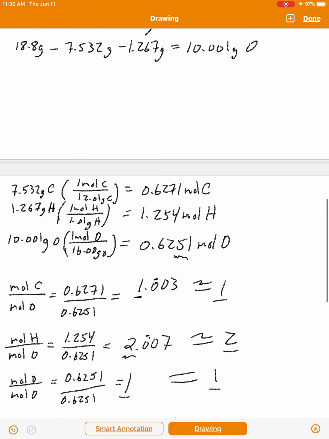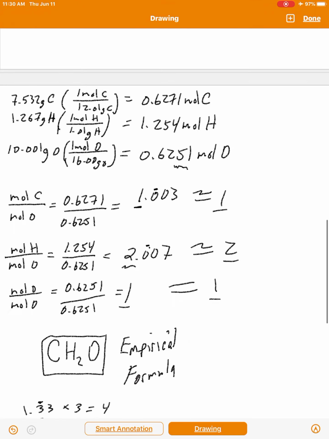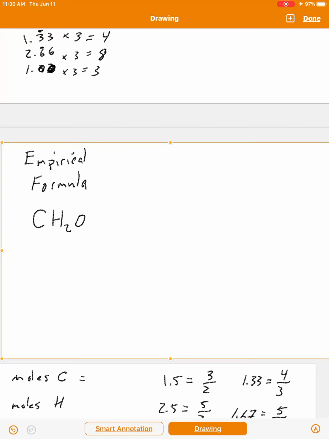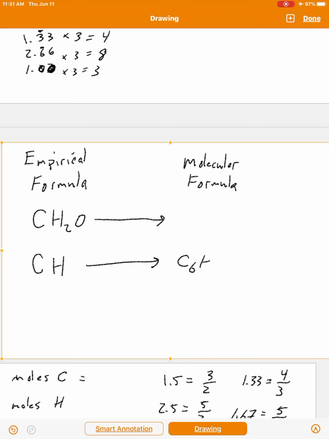So here's what you do. In order to take the empirical formula, and so, for example, for glucose, it's CH2O. And for benzene, it was CH. We want to convert those to the molecular formula. Now, we don't know what it is for glucose yet, but we do know for benzene it was C6H6.